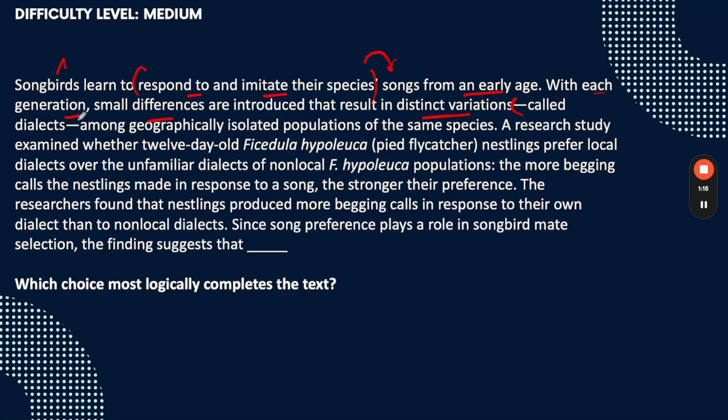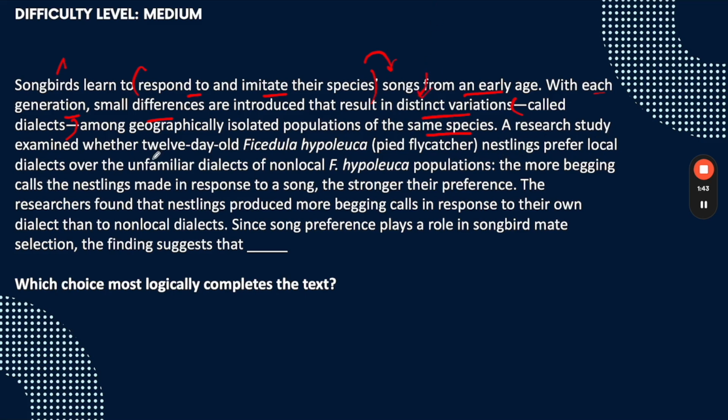And this is some extra information in between 2 dashes, so I'm going to read ahead. Distinct variations among geographically isolated populations of the same species. So we are talking about the same species, but this species is geographically isolated, right, in different locations. The same species in different locations can have distinct variations. This is what they are trying to say.